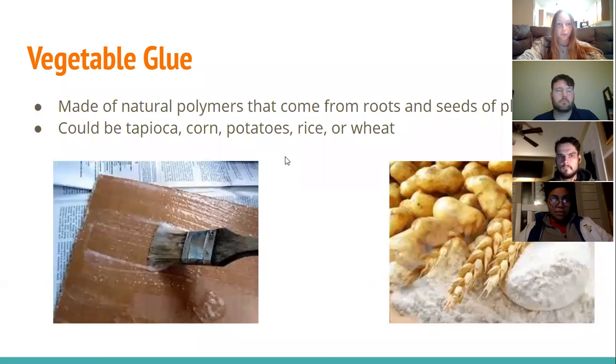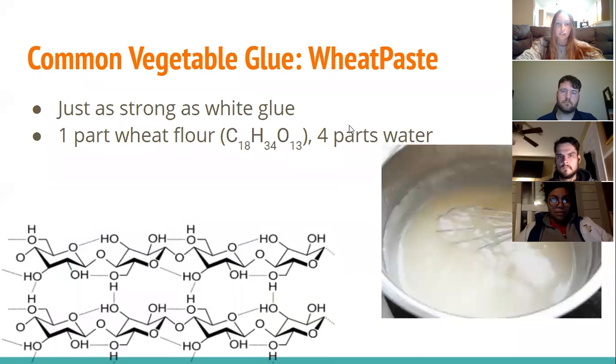There's also vegetable glue, which is made of natural polymers that come from roots and seeds of plants. These plants could be tapioca, corn, potatoes, rice, or wheat. So it's a good natural glue to use. A common vegetable glue is wheat paste, which is just as strong as white glue.